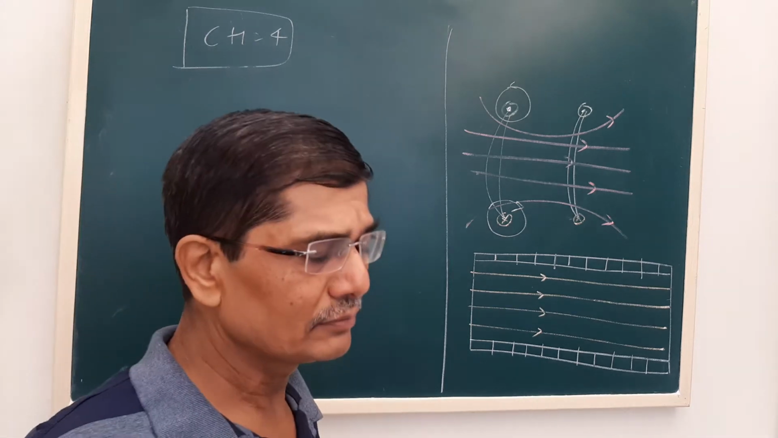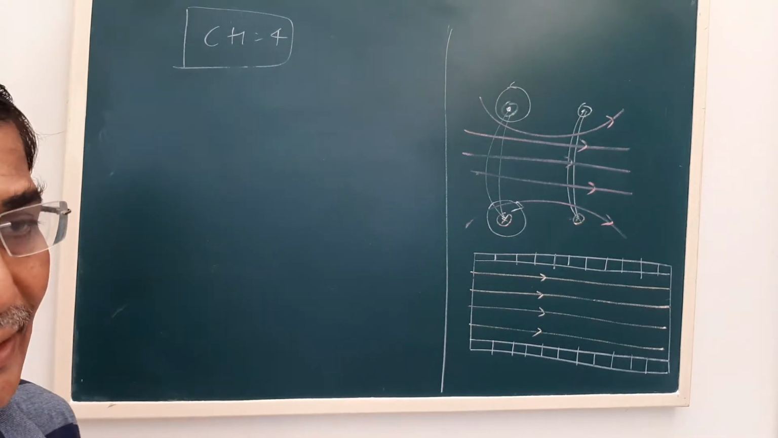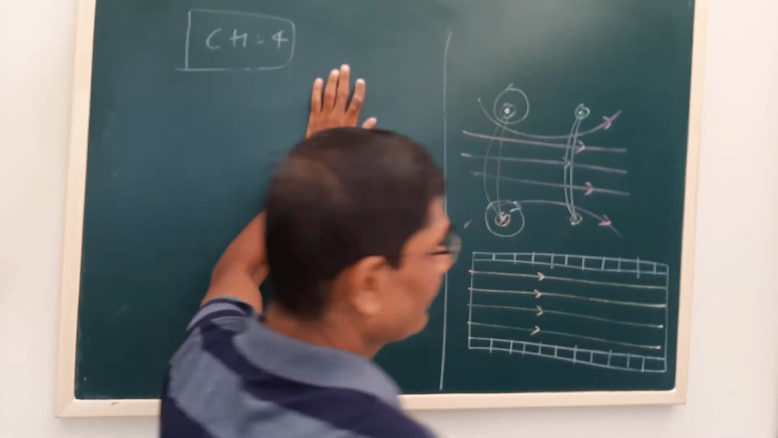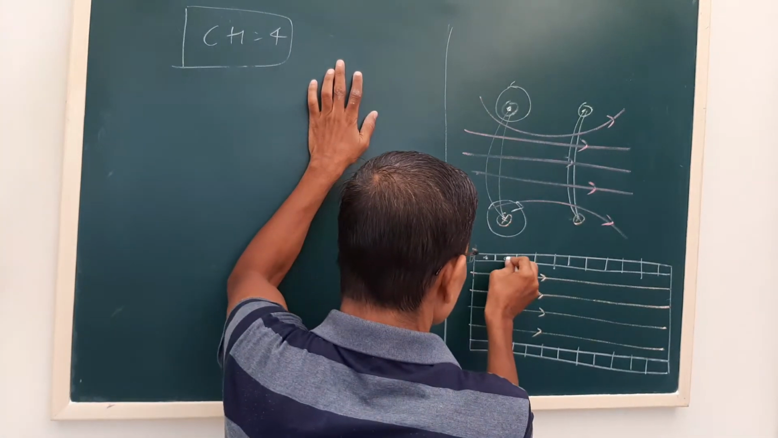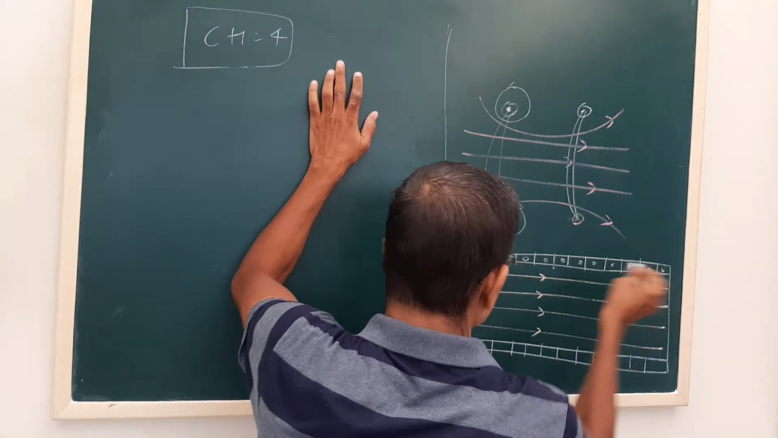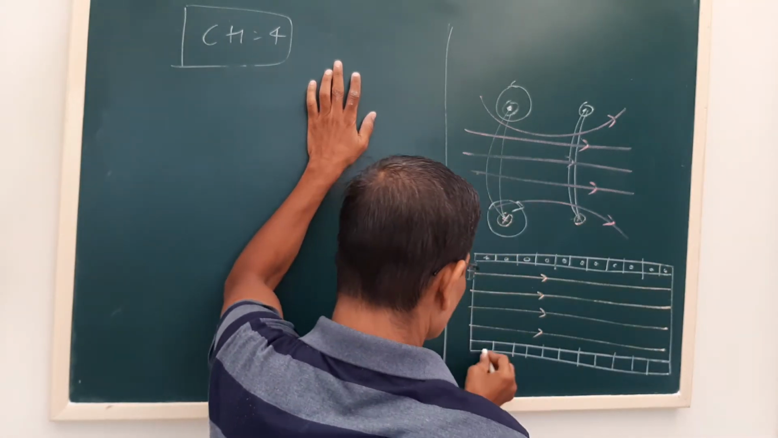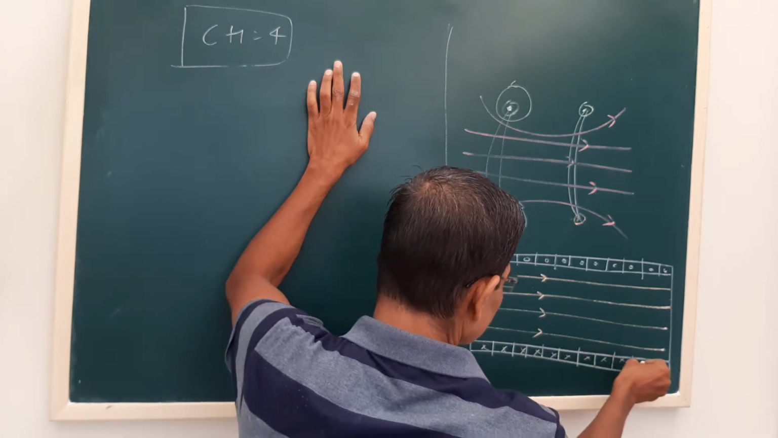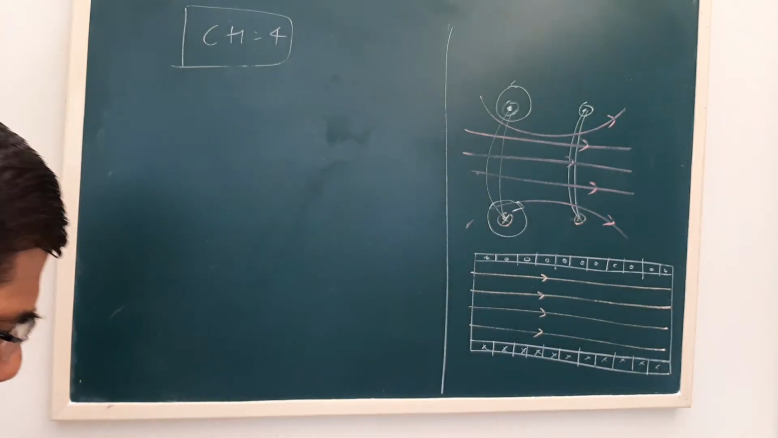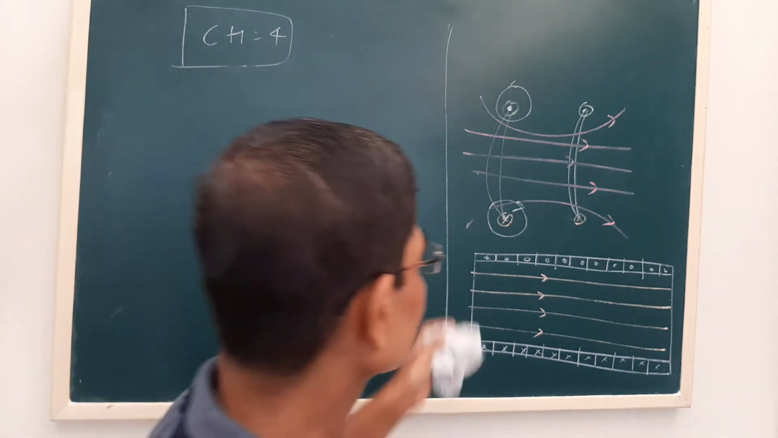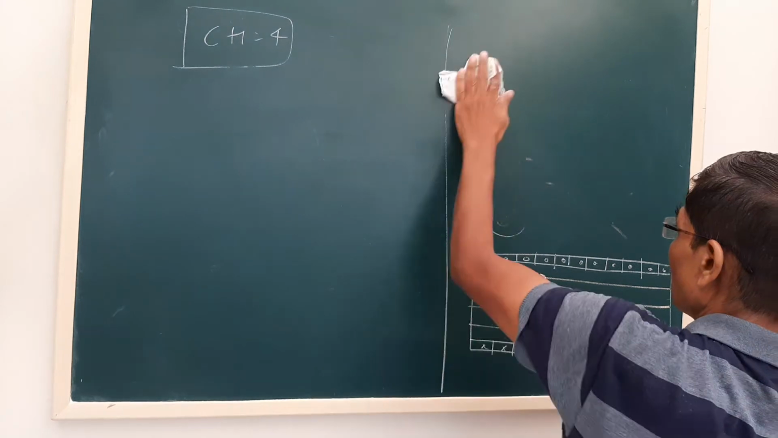So now we have seen the magnetic field of a solenoid. Here it is coming out of the plane, so I show it like this. Same way on the opposite end, it is going inside the plane. Now we have to derive the equation of the magnetic field due to a very long solenoid.